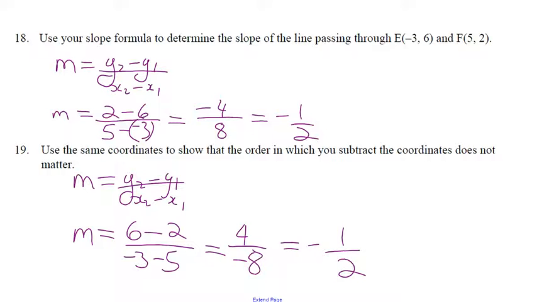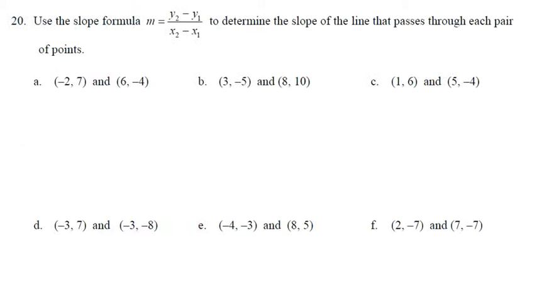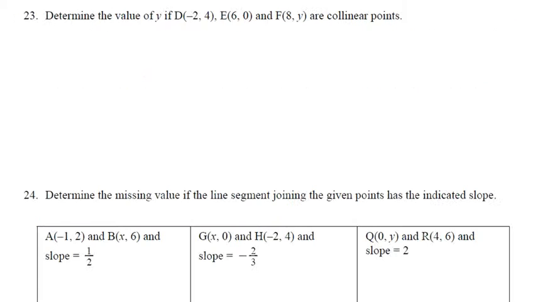Another thing you can do, if you want to have an idea, is say negative 3, 6, that's about there, and 5, 2, that's about there. So this line should have a negative slope, just sketching it out. You can use that to check yourself. That line should have a negative slope, and I'm calculating a negative slope. All is good.